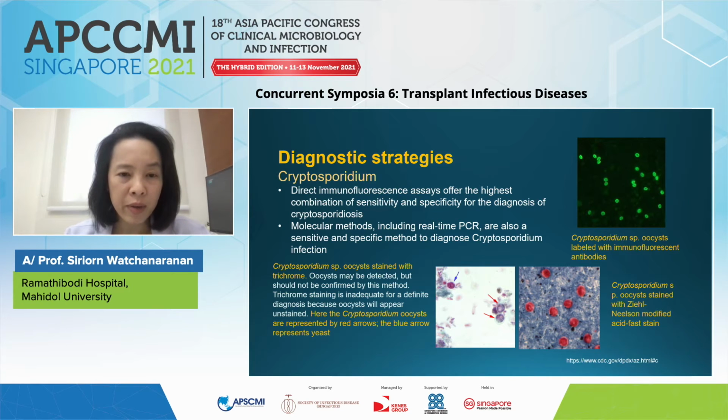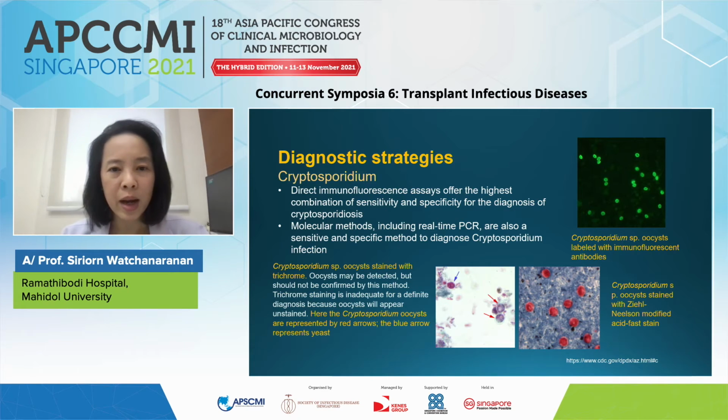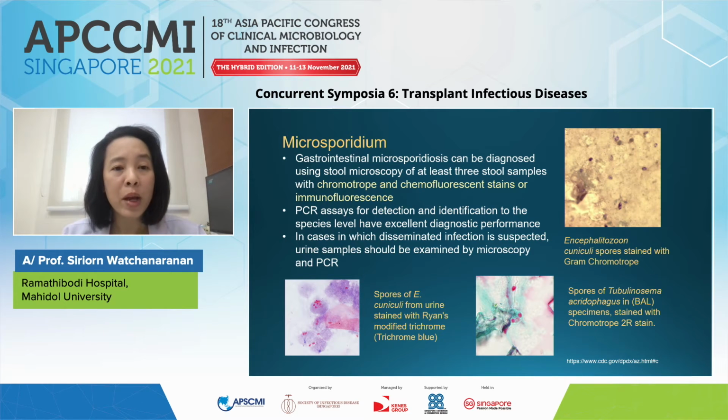Shown here on the left-hand side of the picture, the red arrow is the oocyst of Cryptosporidium, but the blue arrow is yeast, and you can see that it's a little difficult for those who are not familiar with the organism to identify it. On the right side, the organism can be identified by Kinyoun staining as well. Next slide. For Microsporidium, it's a bit more sophisticated. You need a chromotrope or chemofluorescent stain or immunofluorescence staining for identification. We can also do PCR testing, but it's not always simple. Next slide.